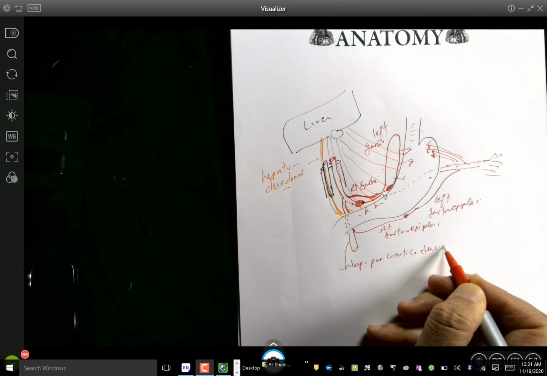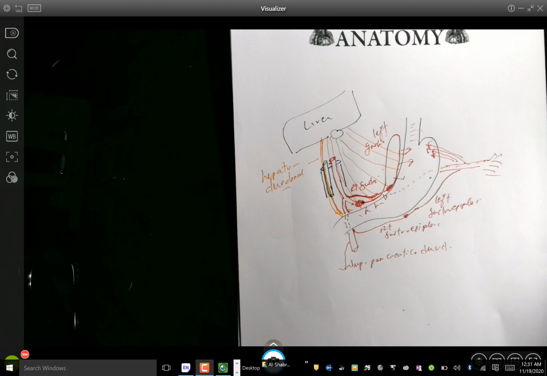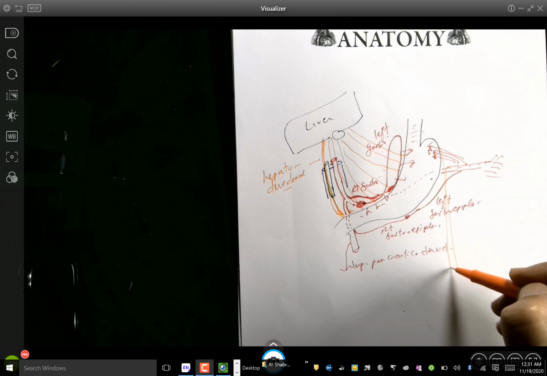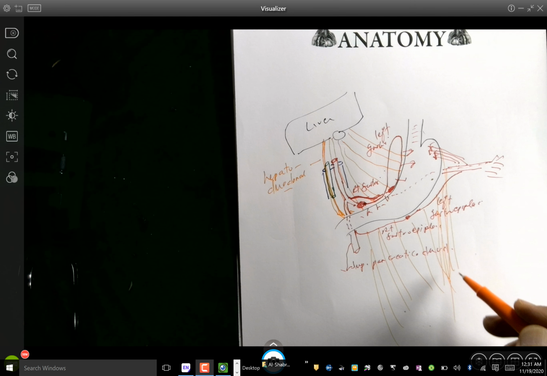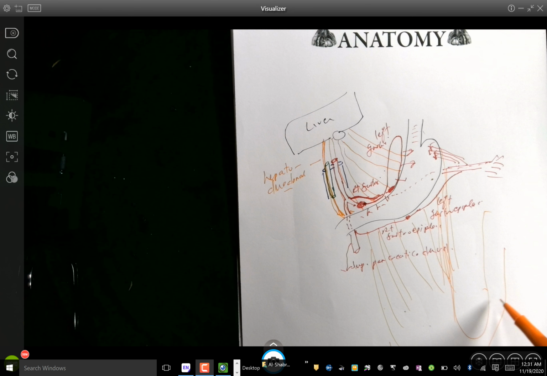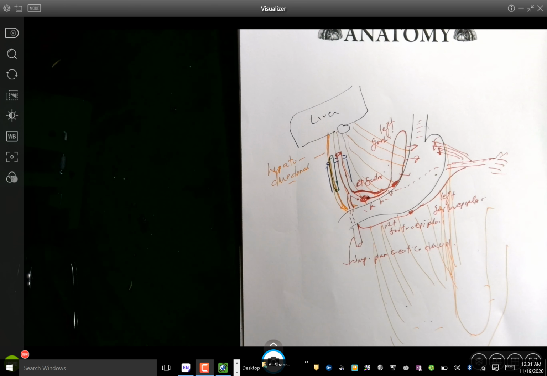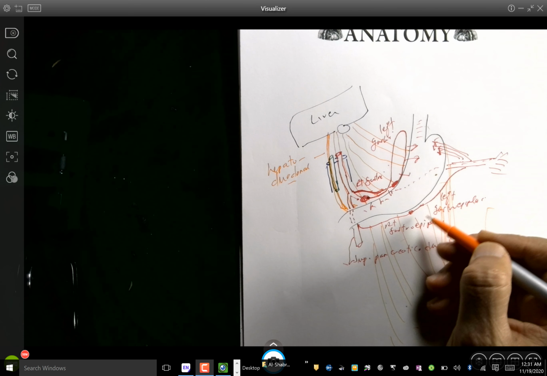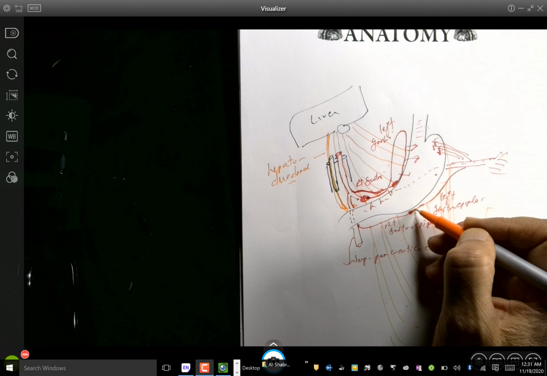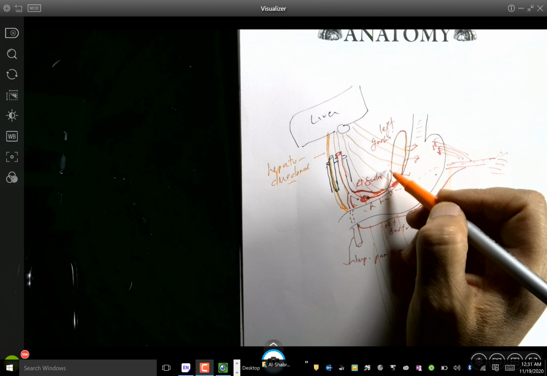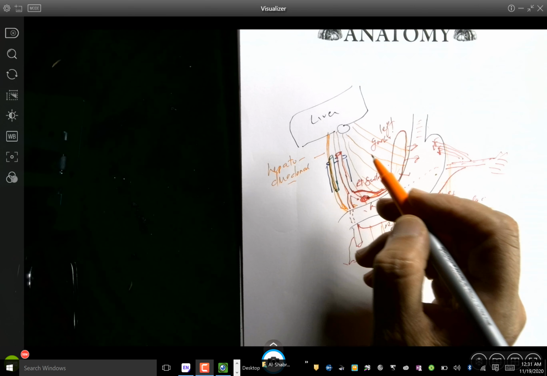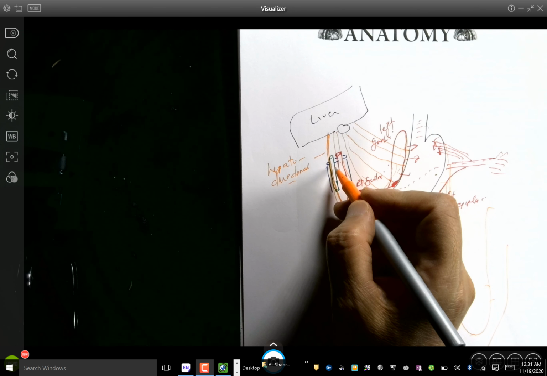Why am I mentioning this? Because which fold is here? This fold is the greater omentum. This is the greater, which reflects back. This is the greater omentum. So the content here of the greater omentum is gastroepiploic blood vessels, and the contents of the lesser omentum are much more. You have right and left gastric blood vessels. In addition to that, hepatic artery, common bile duct, and the portal vein.